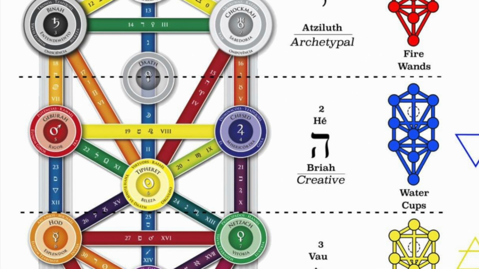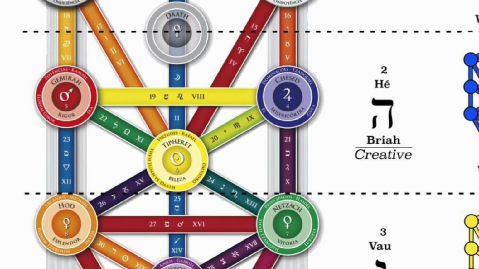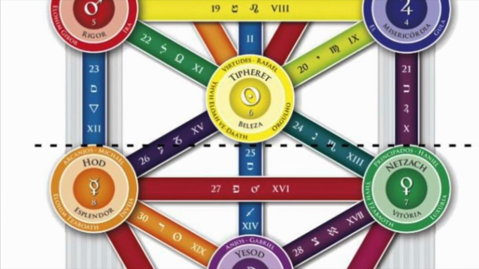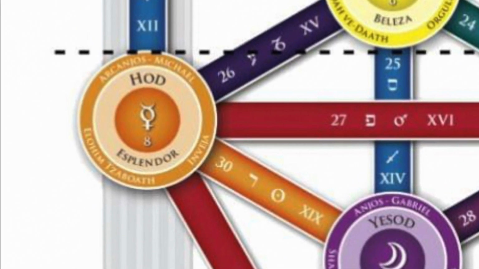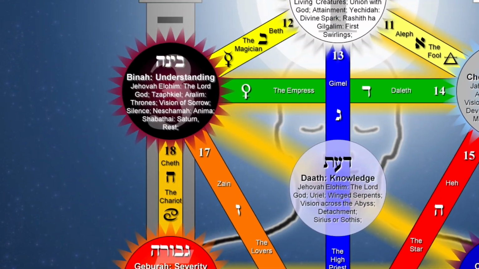The last sphere on this pillar is Hod, and it means glory. Hod is representing learning, study, reading, communication, and magic. Sure, we go out and seek information, but Hod is about the way that we internalize that information, and this begins the pathway to understanding.